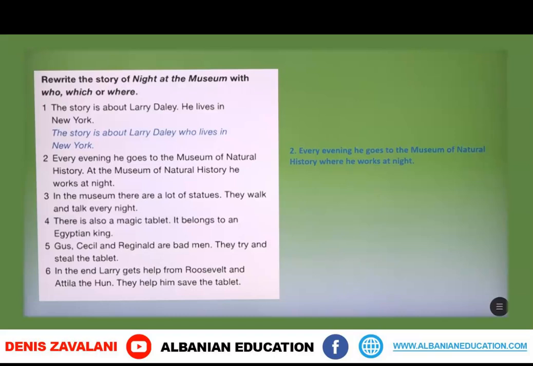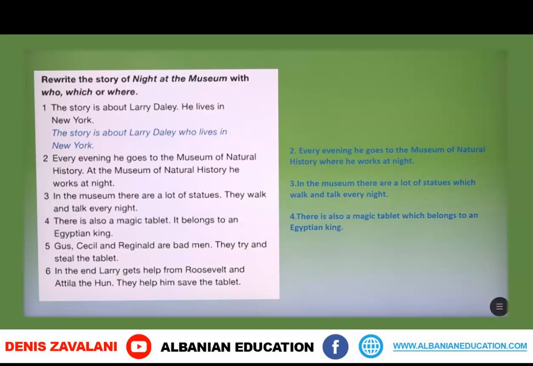The third one, in the museum there are a lot of statues. They walk and talk every night. It's in the museum there are a lot of statues which walk and talk every night. The fourth one, there is also a magic tablet. It belongs to an Egyptian king. There is also a magic tablet which belongs to an Egyptian king.